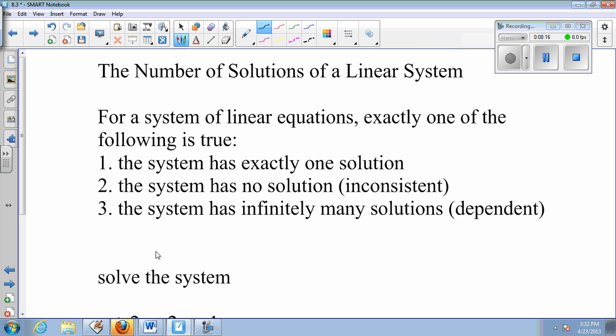So just like we saw with linear systems of 2 variables, there can be exactly one solution, so that means they intersect. This system can have no solution, so that makes it inconsistent. It is parallel lines. And the system can have infinitely many solutions. That means it's dependent and the lines coincide.